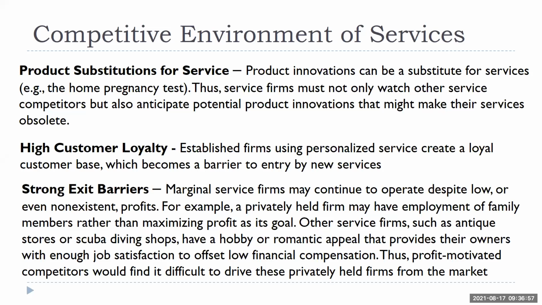Zoom is only a platform to provide this service. Zoom is not a product itself. It is the service part that I am converting to a product. Right? Clear, or any doubt? Product substitution for service.